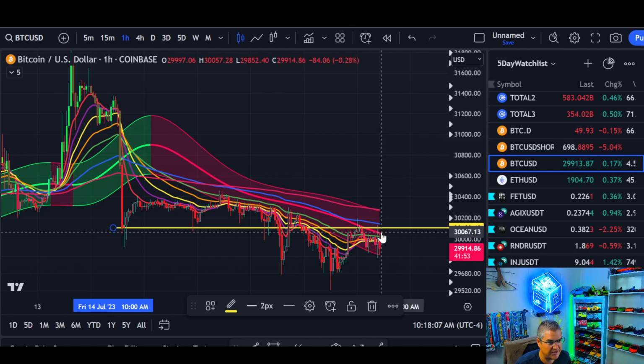At least they close back above the median line. We haven't been able to do it since our drop down here last Friday, right? We've just been stuck down here. So that's what a good early sign to look for is, closing above 30K.